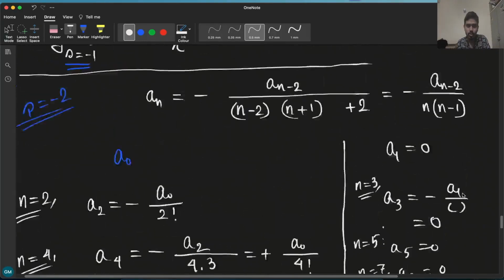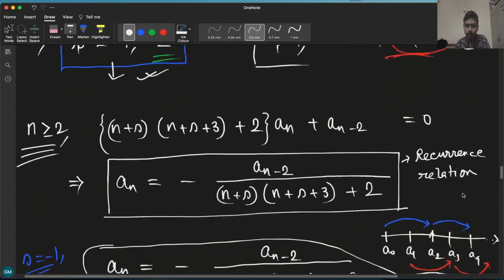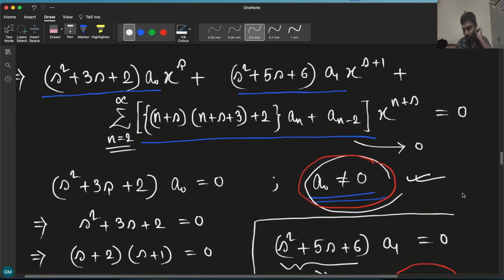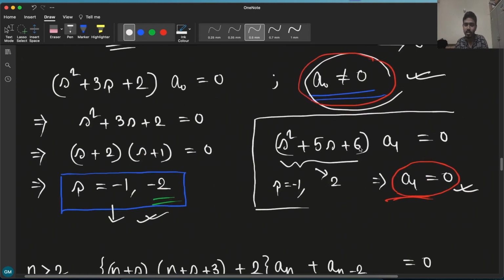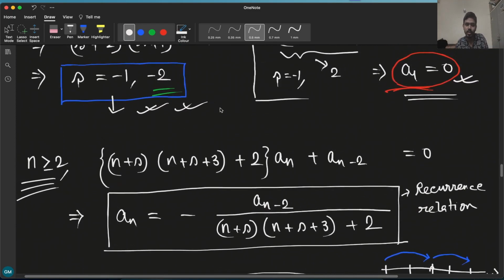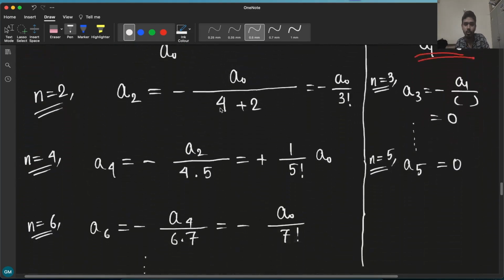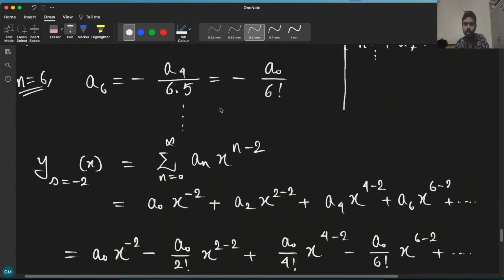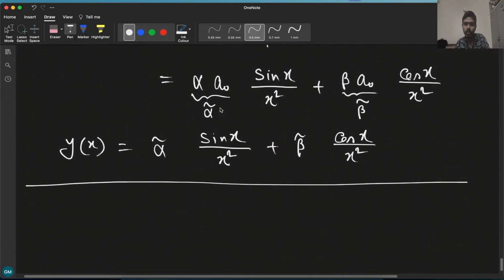For the time being, what you can do is check that here we started with a0 not equal to 0, and that immediately leads to a1 equal to 0. So you can start with a1 not equal to 0, and then we need to put a0 equal to 0. Then we will follow the same method. You will get two values of s and the recurrence relation. You will put in the values of s and get two independent solutions, and you will see that you are getting the same solution.